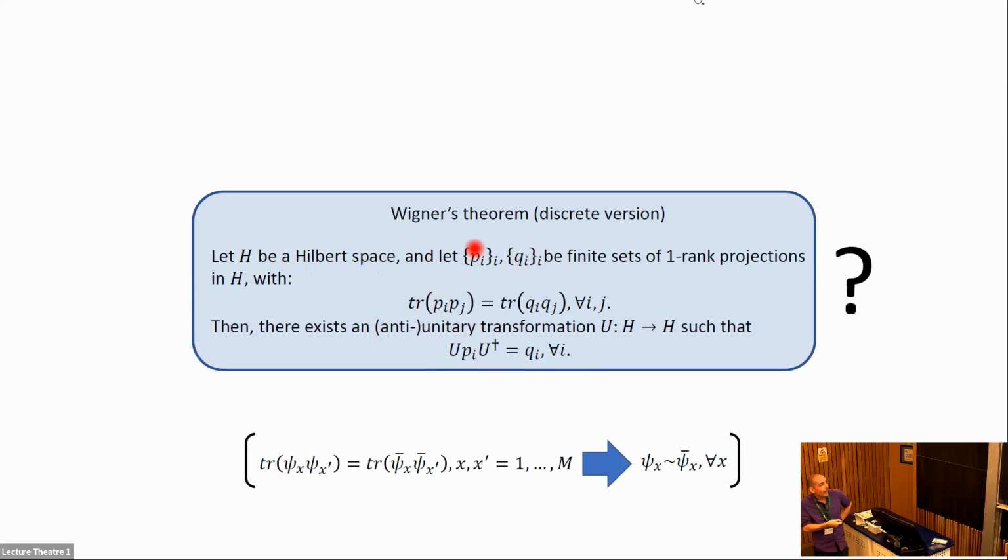In our case, the map would be simply a map between some set of states to another set of states. So it's not defining the whole set of all possible rank 1 projectors. What we want is this, right? You have some set of states and some other set of states with the same overlaps. Can we conclude that there's always a unitary or anti-unitary transformation relating the two sets?